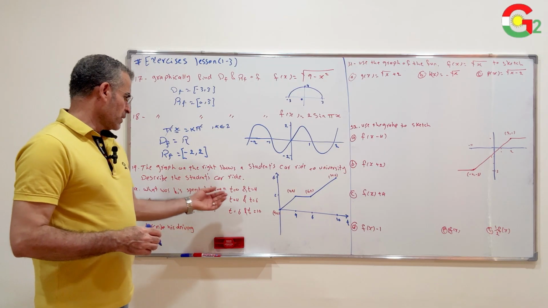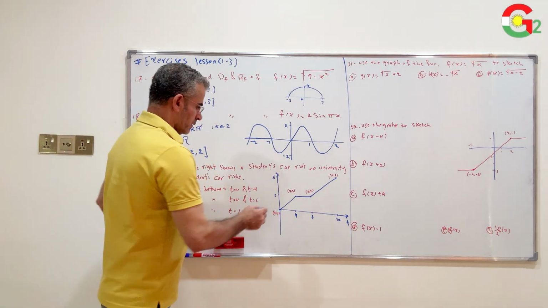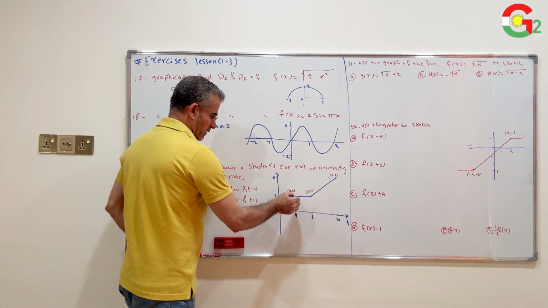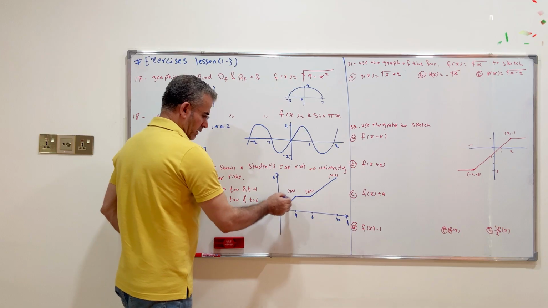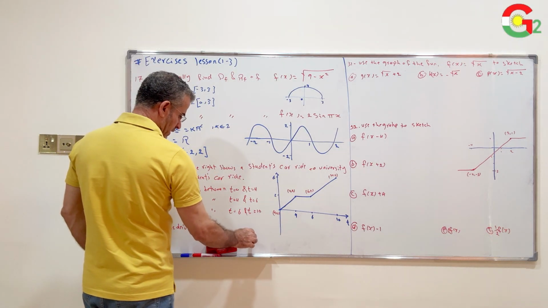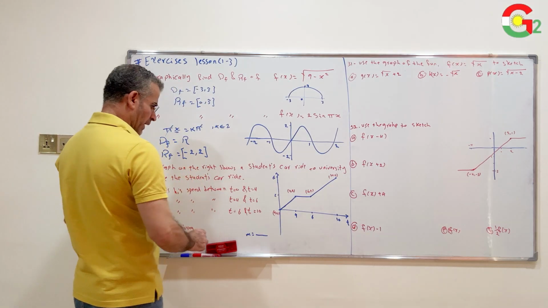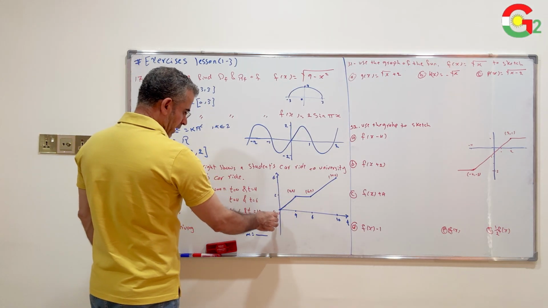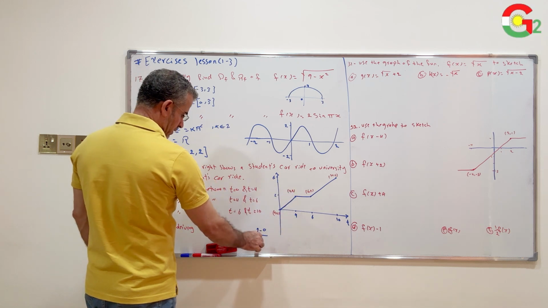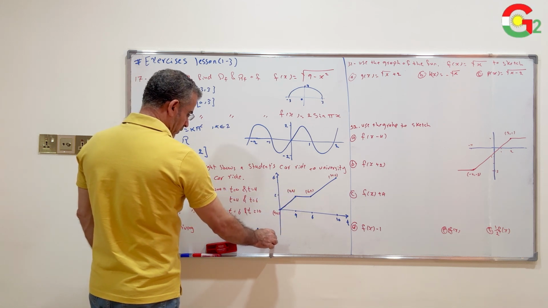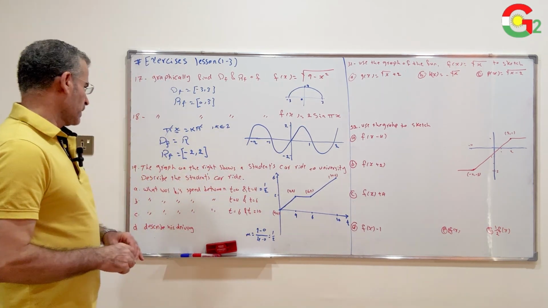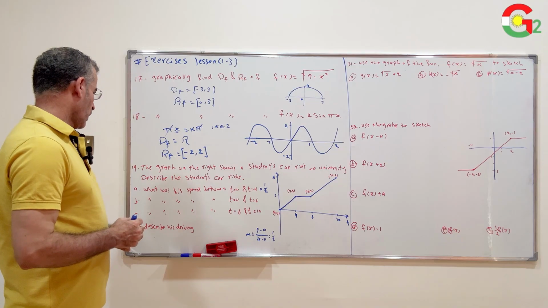What was his speed between 0 and 4? Between 0 and 4, I need to find the rate of change of this line. The rate of change is the slope. Then the slope is y2 minus y1, 2 minus 0, over x2 minus x1, 4 minus 0, equals 1 half. Then the speed was 1 half.